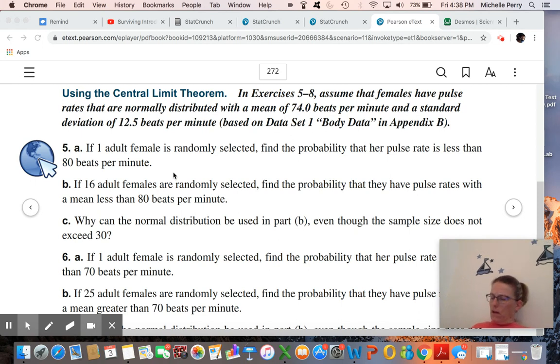As I mentioned on that first video, folks, that's no different than what we would have done originally. We would go into StatCrunch, insert our mean and standard deviation, and calculate our area under the curve for selecting an individual whose pulse rate is less than 80 beats per minute. So let's go over to StatCrunch and take care of that.